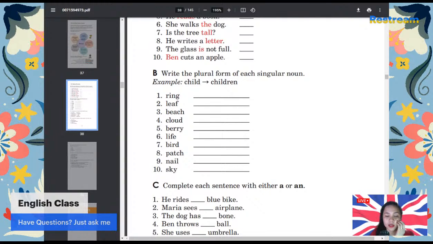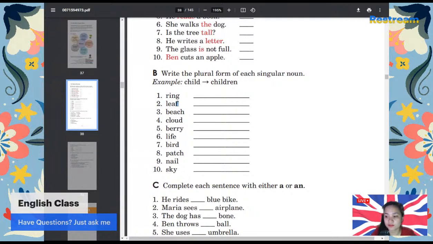Next, we have number two, leaf. Leaf is a singular form. So how can we make it into a plural form? When it ends with the letter F, we will replace or remove it. So it will become leaves, like this. Leaves.